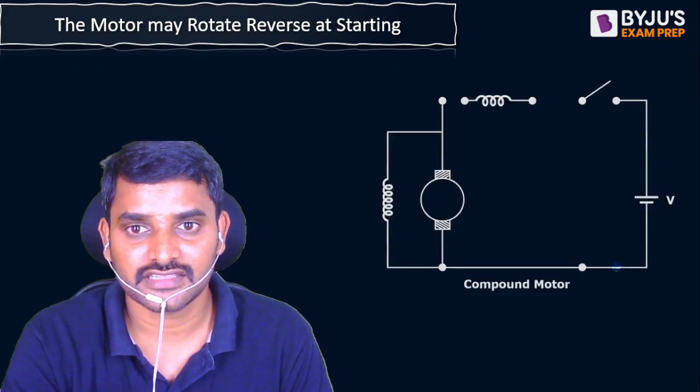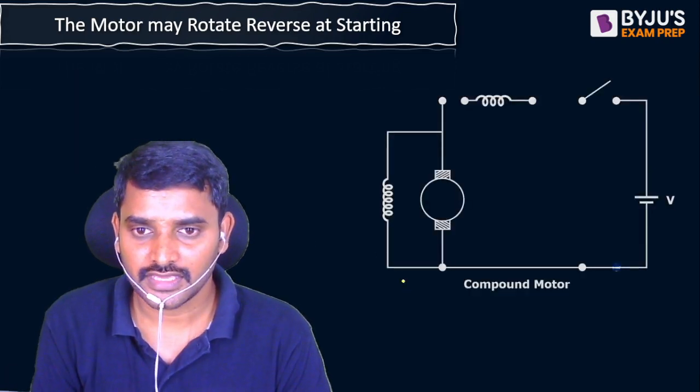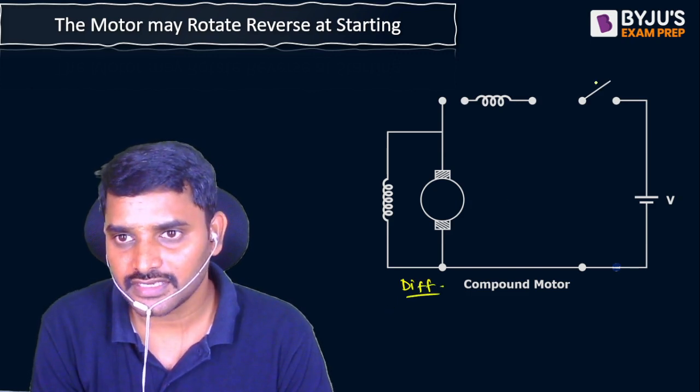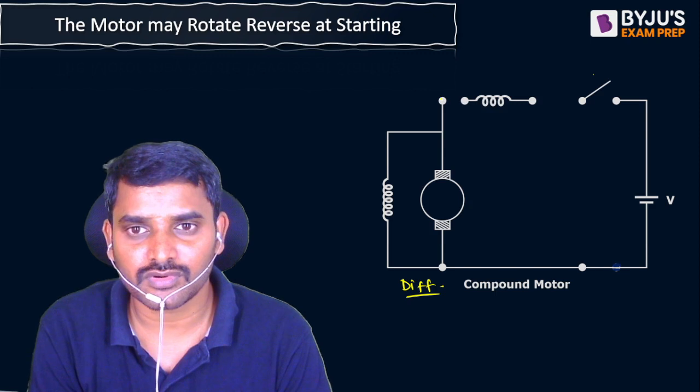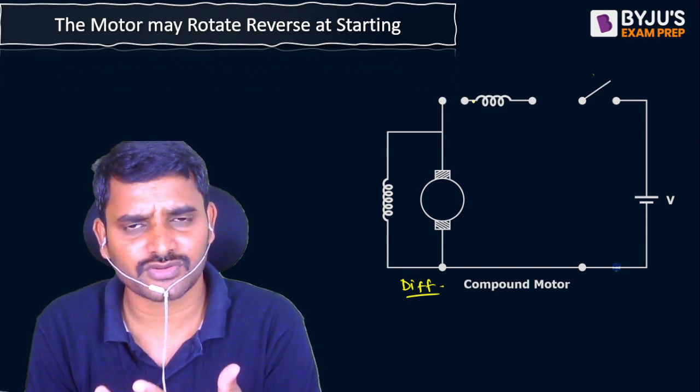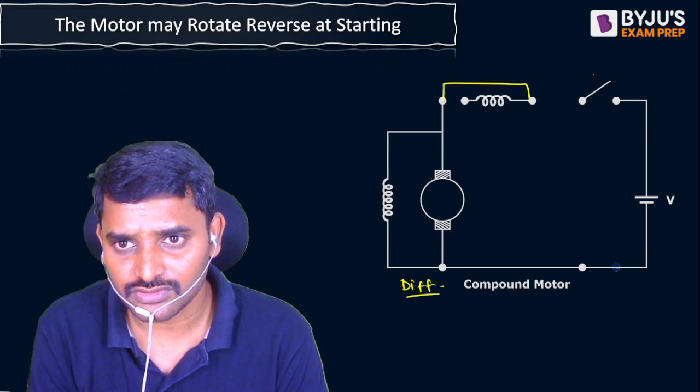Let's see the differential compound motor. Here is my differential compound motor. Generally the connection will be cumulative compound, differential compound. You can see the current direction you need to reverse.